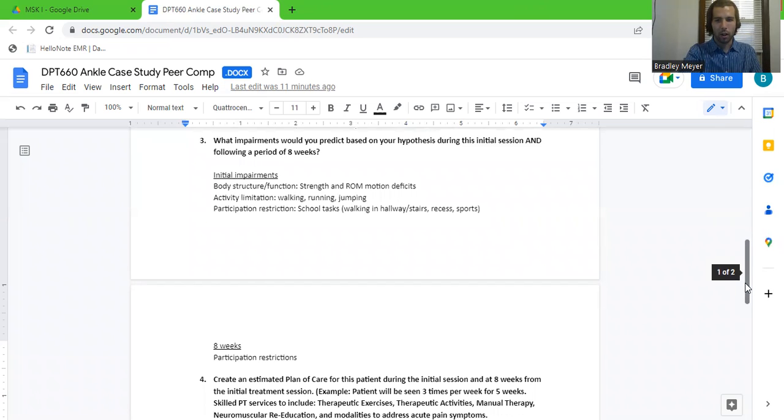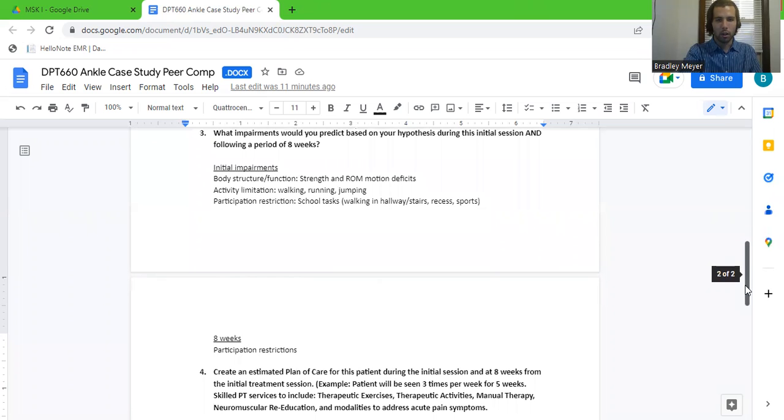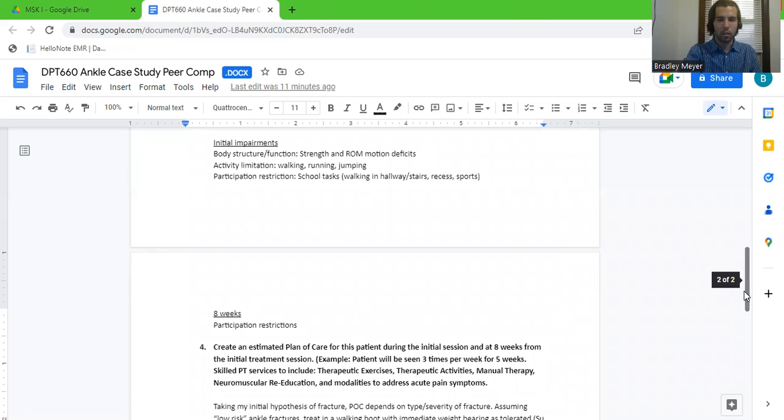And then after 8 weeks, I would probably expect to see still some participation restrictions. I wouldn't expect her to be going back to the trampoline park to be jumping around in there, or playing sports at a normal pace if she is an athlete or participates in sports.